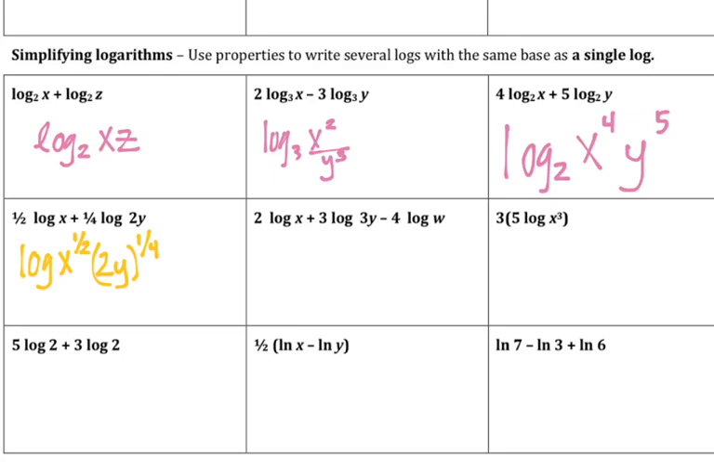Like Victoria just said, 1/2 as an exponent is the same thing as a square root. So I could write this as the square root of x. And then what would 1/4 be?